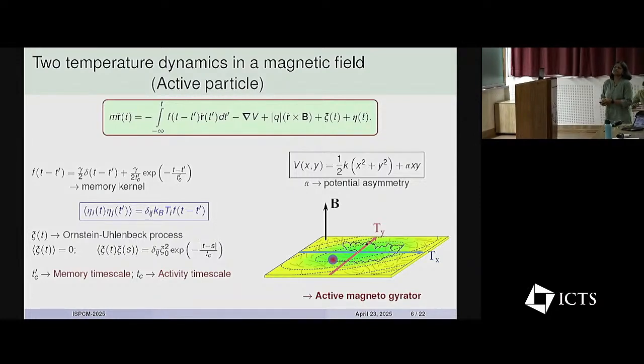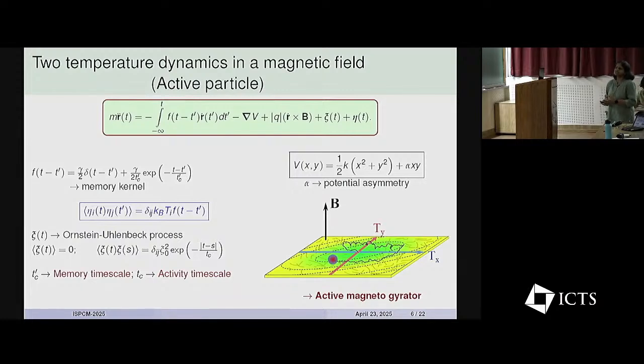So the Tc is basically the time up to which the system exhibits activity. It can be considered as the time up to which the particle can self-propel on its own. So this can be considered as an activity time scale. And this is basically the delta-correlated white noise.